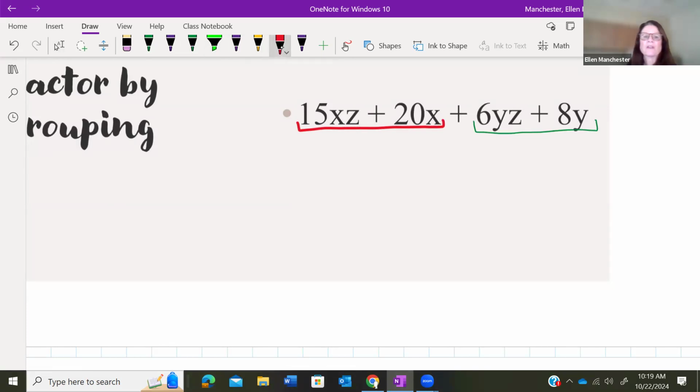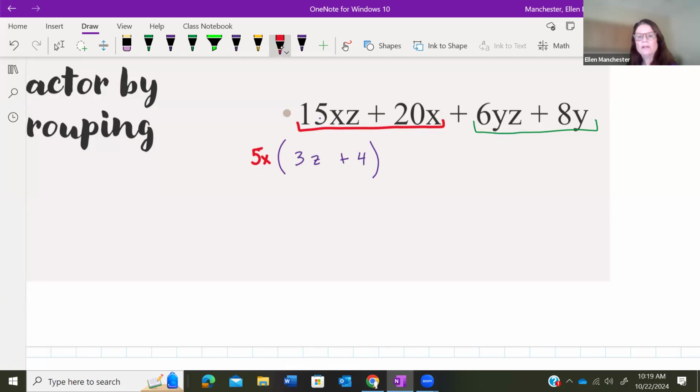What's in common between 15xz and 20x? An x. What about the number? 5x, good. And then I have 15 divided by 5 is 3. The x's cancel, so I have 3z. And then 20 divided by 5 is 4, and the x's cancel.